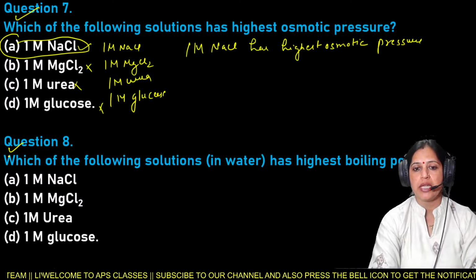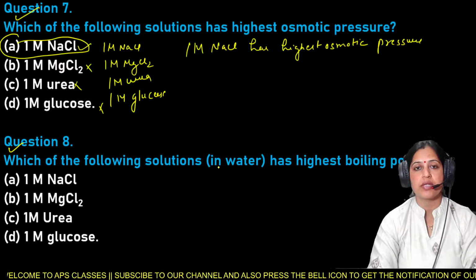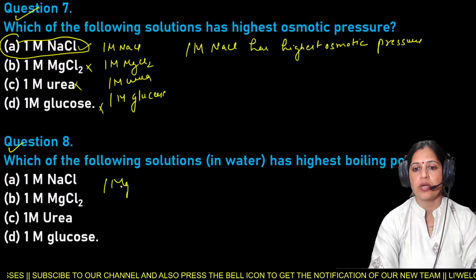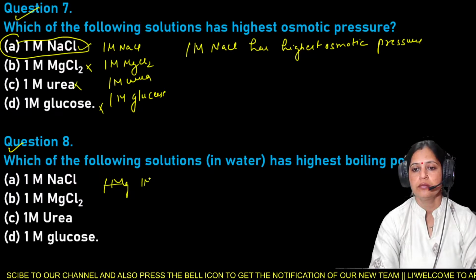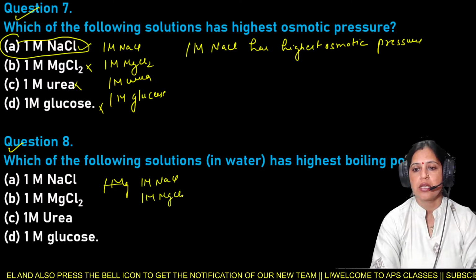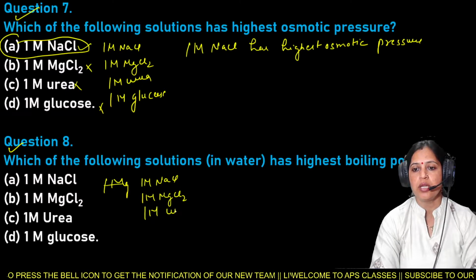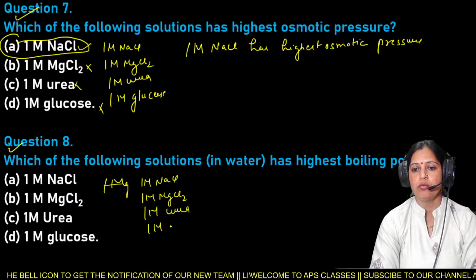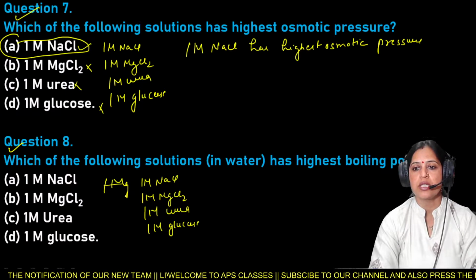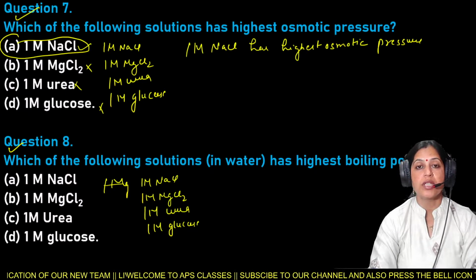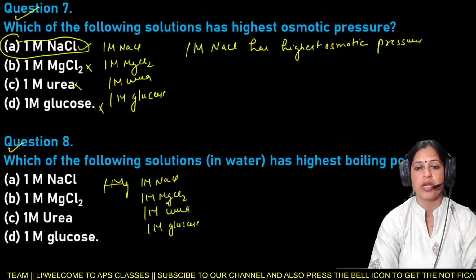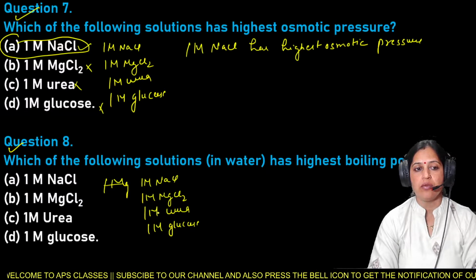Next is your question number 8, and your question number 8 is: which of the following solutions in water has the highest boiling point? 1 mole sodium chloride, second is 1 mole magnesium chloride, 1 mole urea, and 1 mole glucose. Out of these solutions, especially in water, which has the highest boiling point?